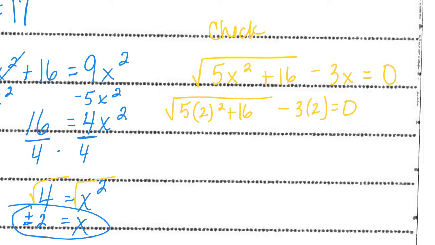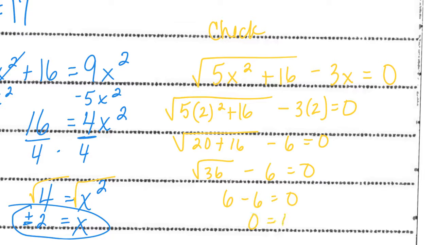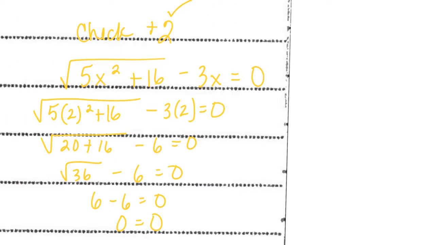So it looks like I get 20 plus 16 minus 6 equals 0. Does the square root of 36 minus 6 equal 0? Well, it does. So this one checked through. Positive 2 checked through. So let's go ahead and check through that negative 2. I'll do that in green. Square root 5 times negative 2 squared plus 16, minus 3 times negative 2, is that equal to 0?